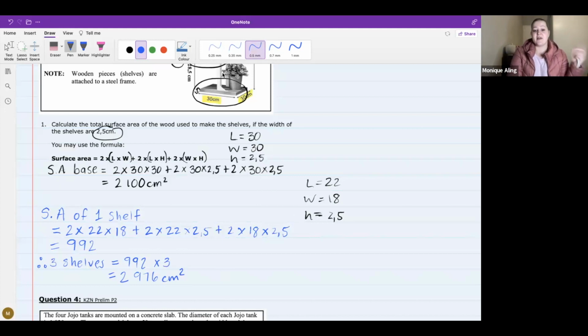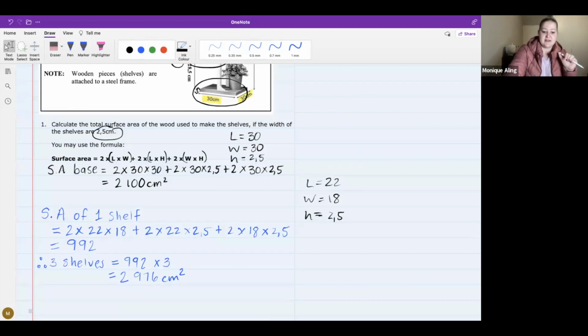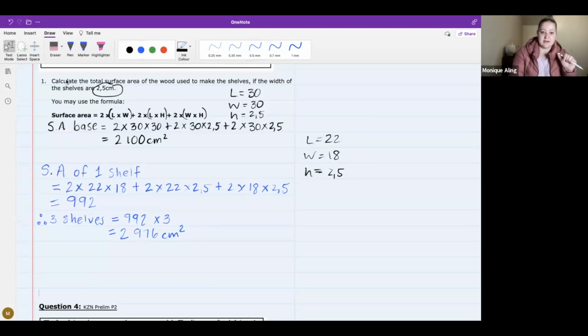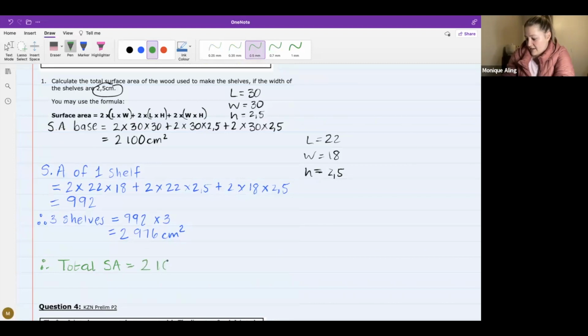Okay. And now that we know the total surface area for the base as well as the other 3 shelves, we need to work out the final total. So we need to add those together. Please let me know what you get. Therefore, our total surface area. Good.